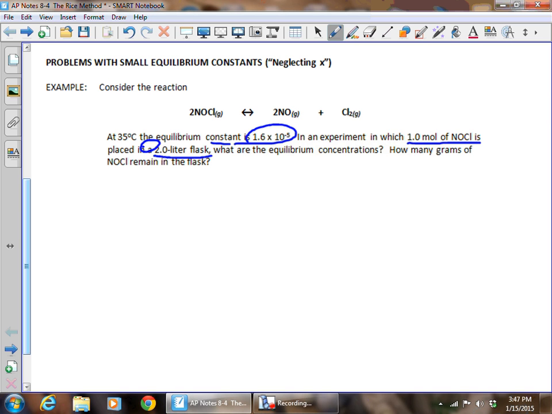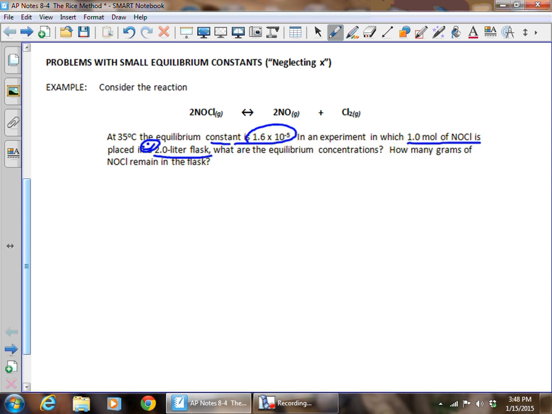Now, make sure you pay attention to what size flask it's in, because that's going to make a difference if it doesn't give us molarity in the beginning, but gives us moles. We're going to have to make sure to calculate that. So it wants to know what the equilibrium concentrations will be, and then how many grams of NOCl will be in the flask at equilibrium.